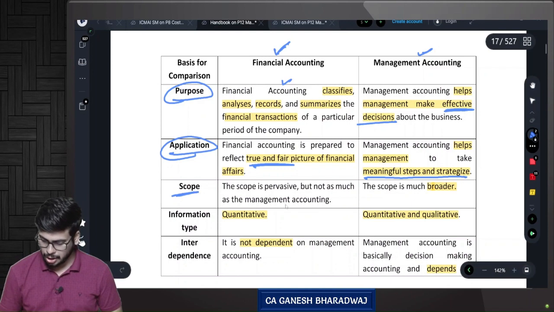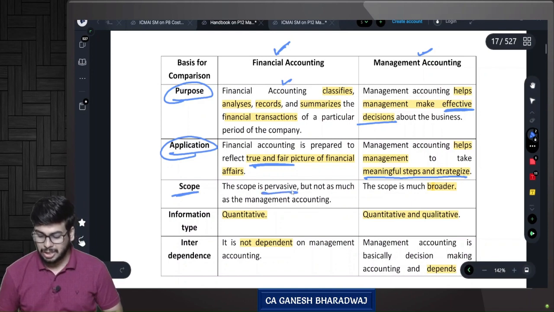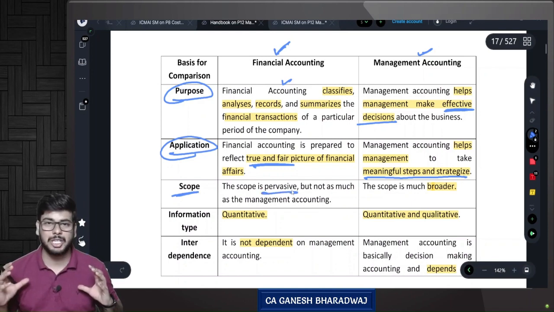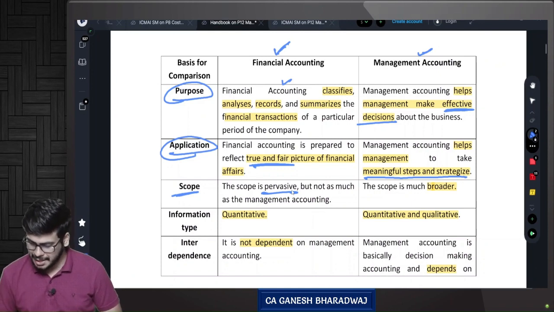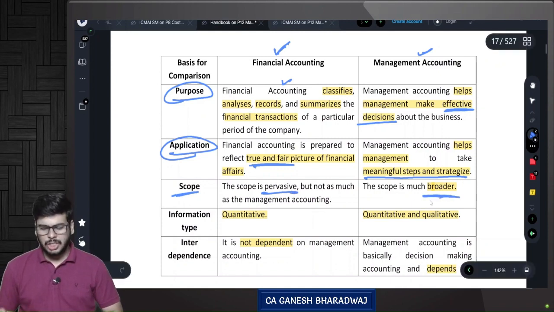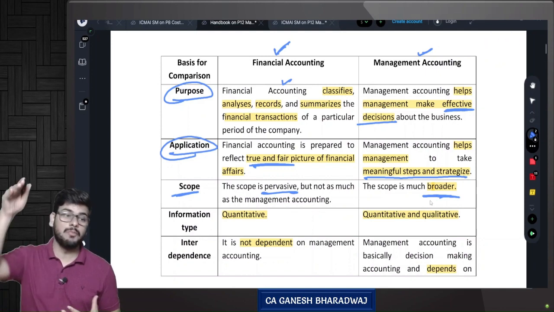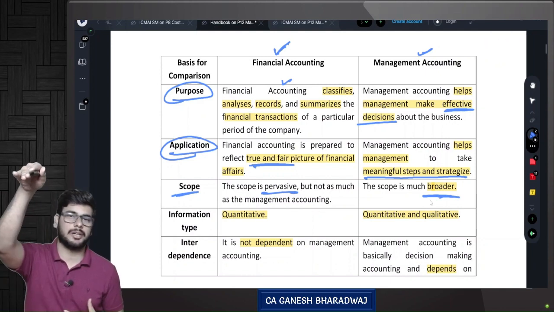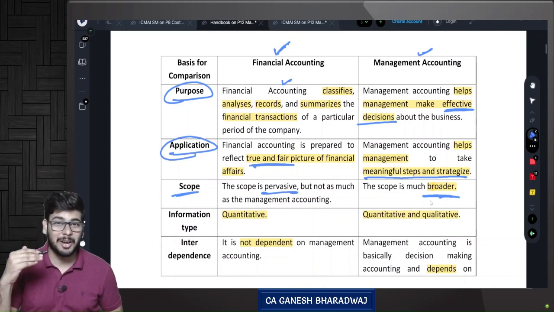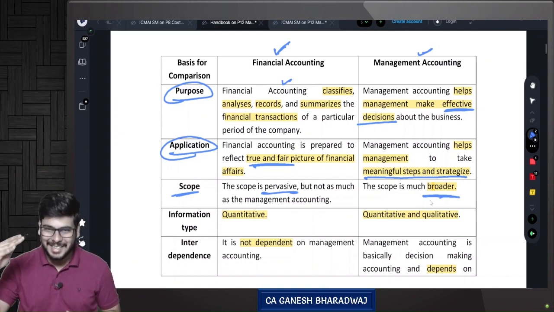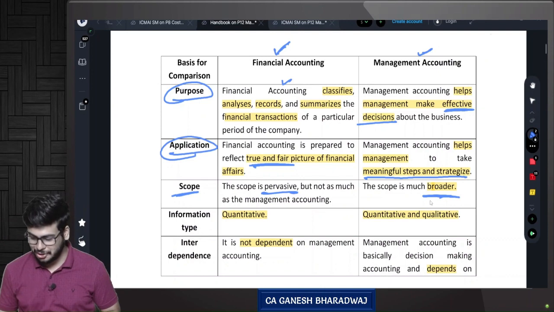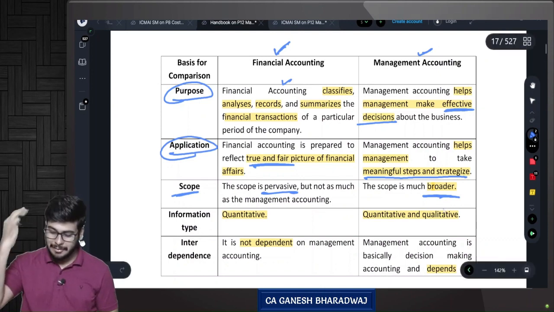Scope of financial accounting: it is pervasive but not as pervasive as management accounting. In management accounting, the scope is broader. So financial accounting itself is broad, but management accounting is even broader. Clear? It is like saying, if you are bad, I am your dad. There is one movie dialogue similar to that. Your management accounting is even broader.